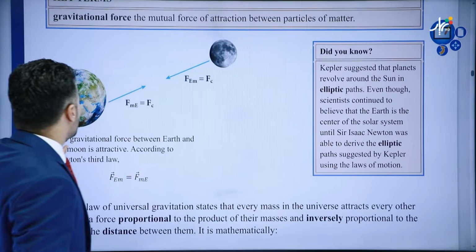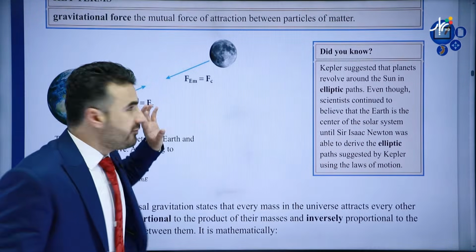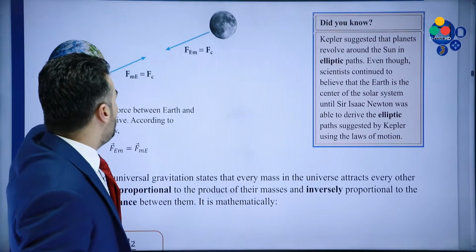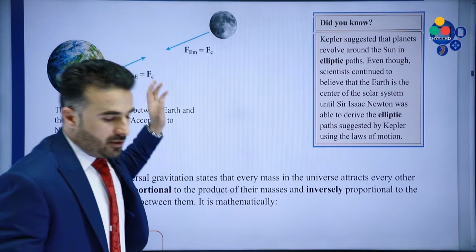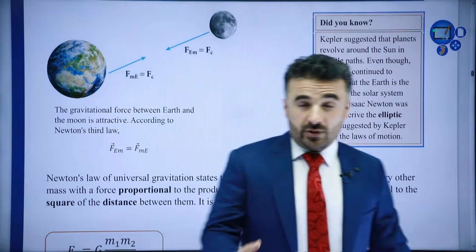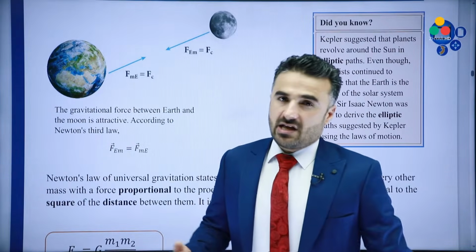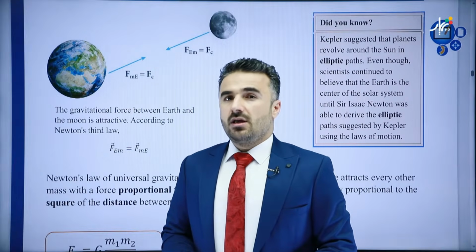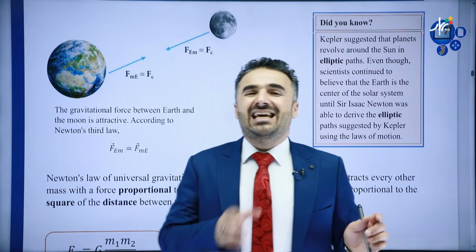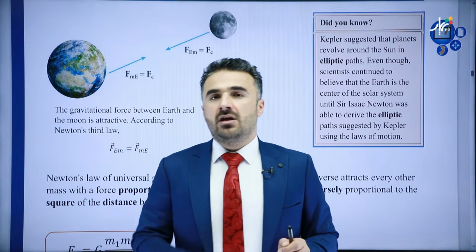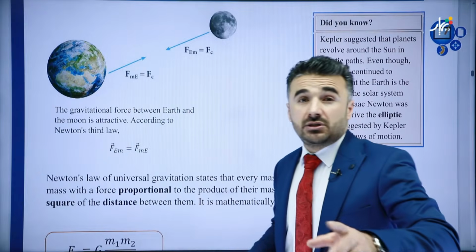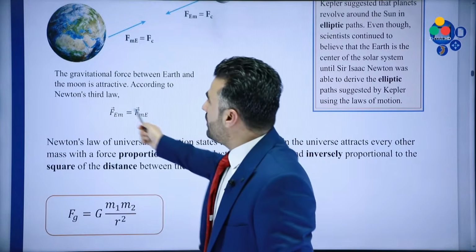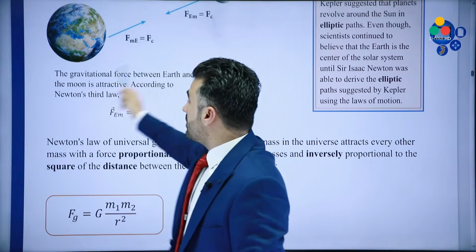So remember, the mutual force of attraction between particles of matter. For example, we know that this is the moon and the Earth. There is a force of attraction between them, yeah? And can we say Fg equals 9.81? No, of course not. So we have an equation to calculate the magnitude of the force of attraction between any two objects in the universe.